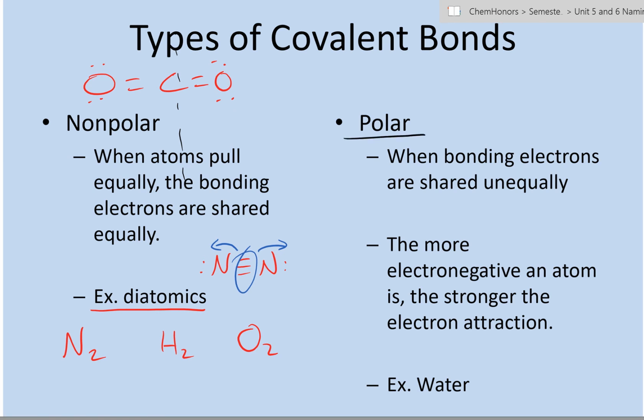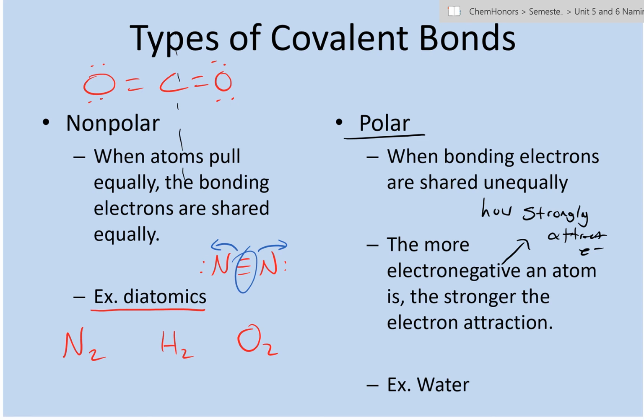On the other hand, when we look at polar compounds, this is when electrons are shared unequally. This is because you have some elements that are more electronegative. And remember, electronegativity means how strongly they attract electrons. So the more strongly that atom pulls in these electrons, the more it's going to hog those electrons in that shared bond. The electrons are going to spend a little bit more time with that element.